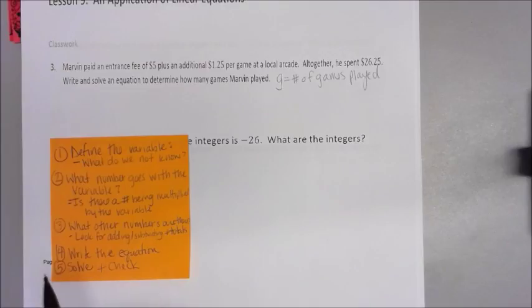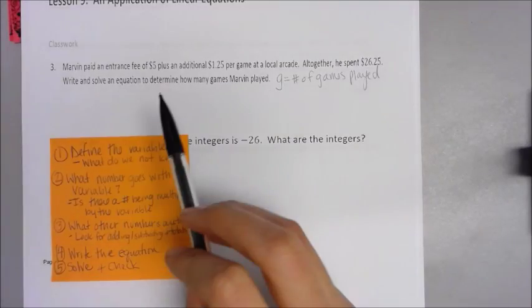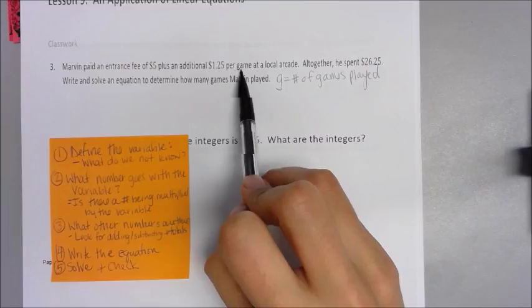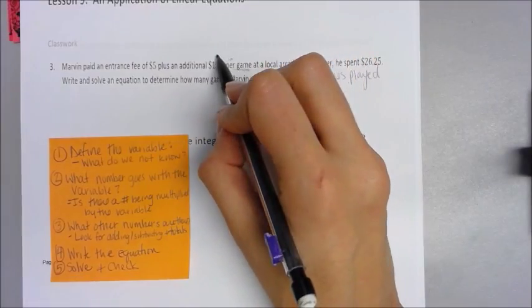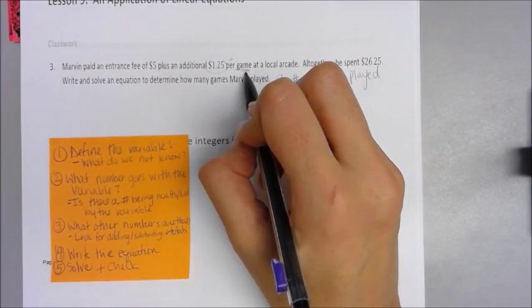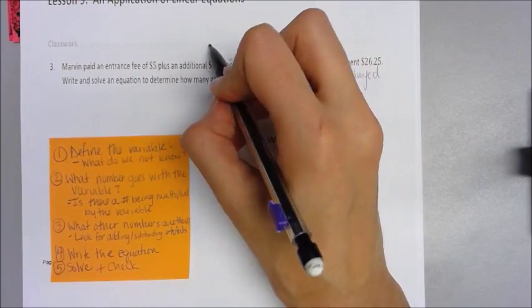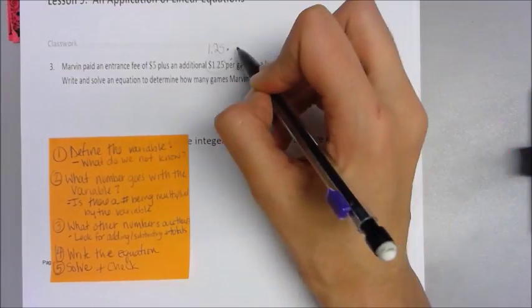Step 2, what number goes with the variable? Is there a number that goes specifically with the number of games played? And notice I said it's usually being multiplied, and if I look up here where it says per game, that's what we don't know. I know that per means multiply. My $1.25 is really close to the number of games, which is what we don't know. So I know that the $1.25 is going to be multiplied by the number of games, which we're going to use as G.